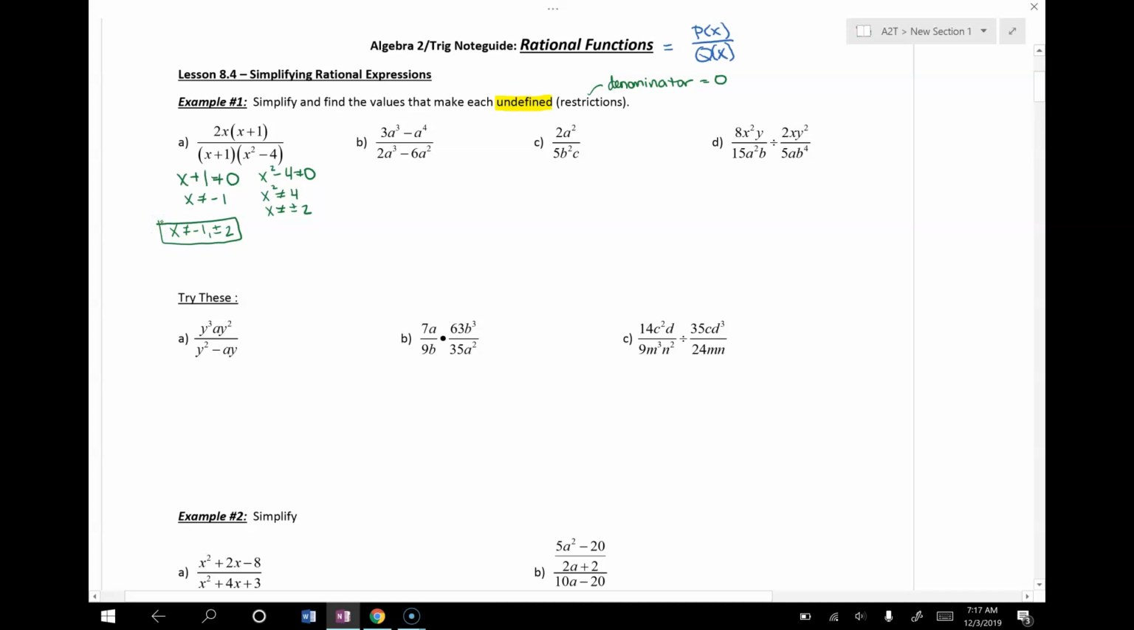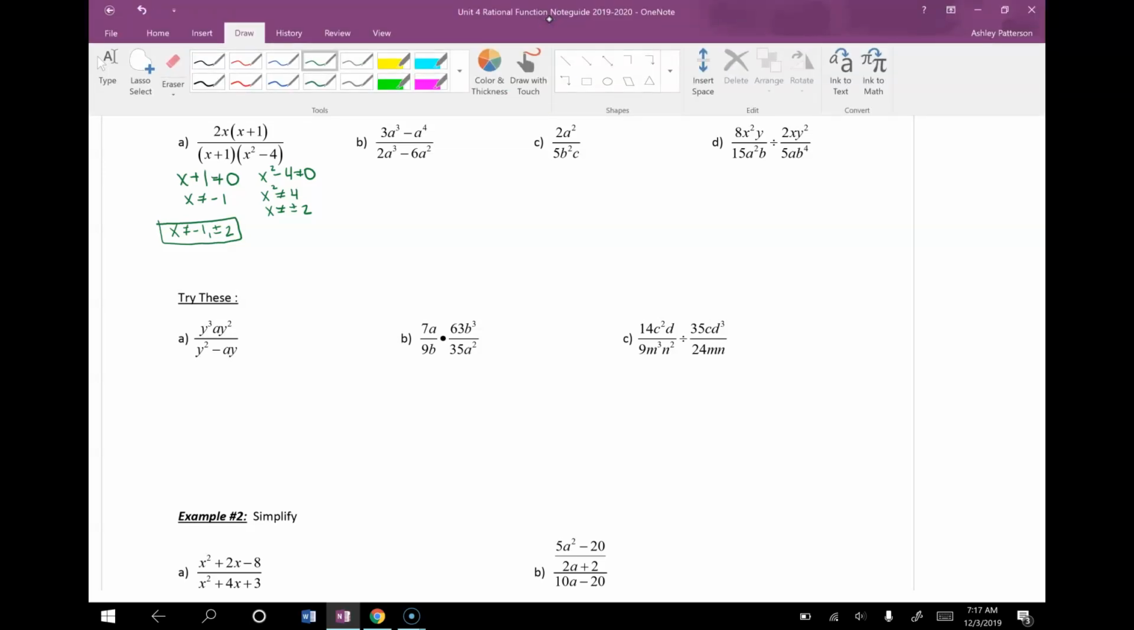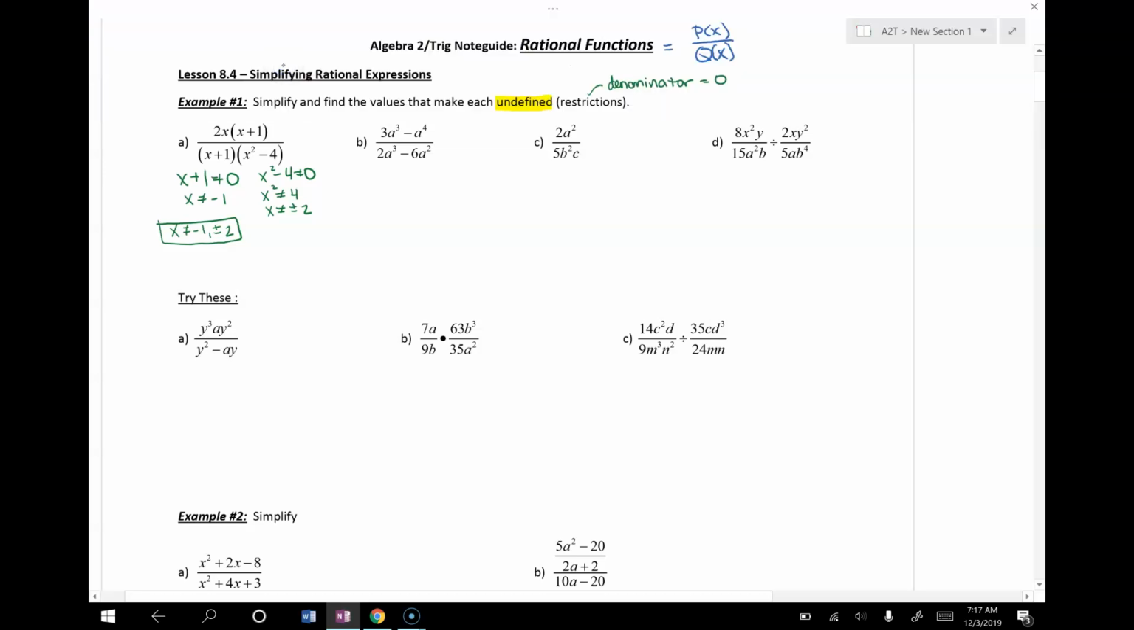Okay, so then the second thing it asks us to do is simplify. Notice I did it in reverse order. You have to always find the restricted values first, because once you simplify, you might take away a restricted value, and therefore you're not going to have all of them listed, just like when you're solving an equation.